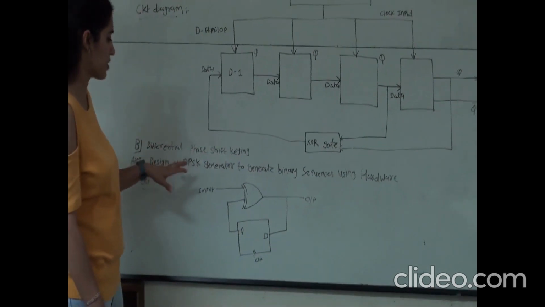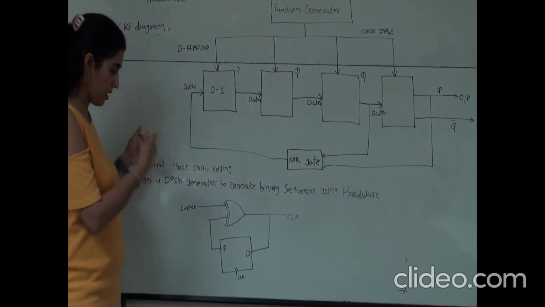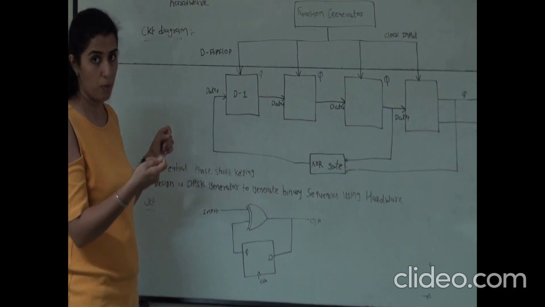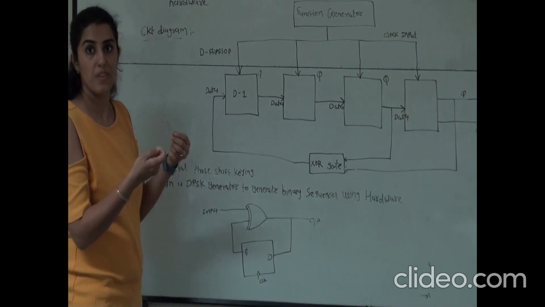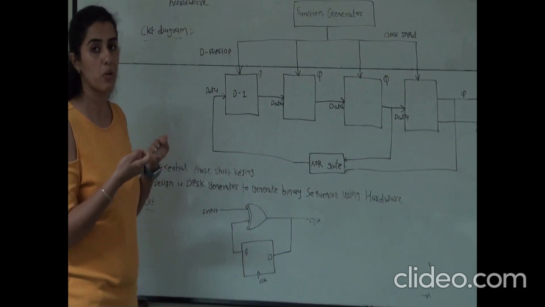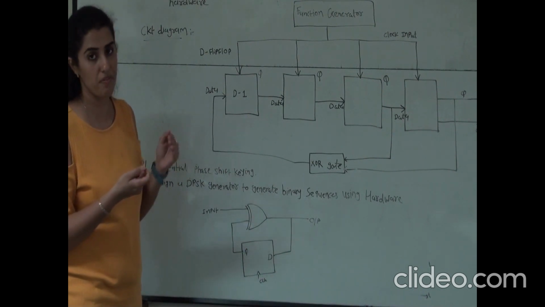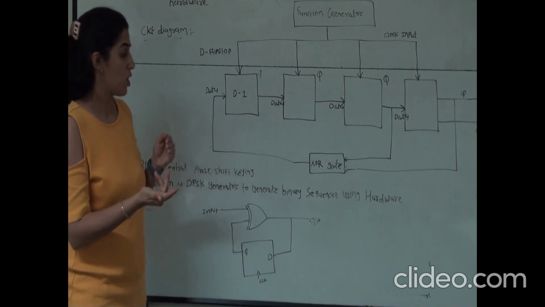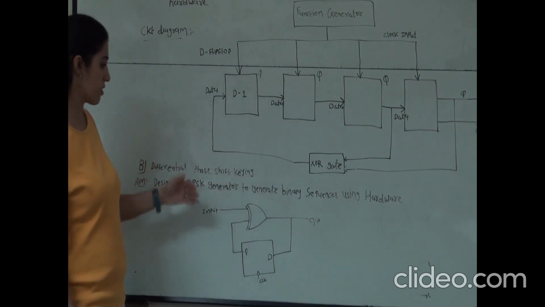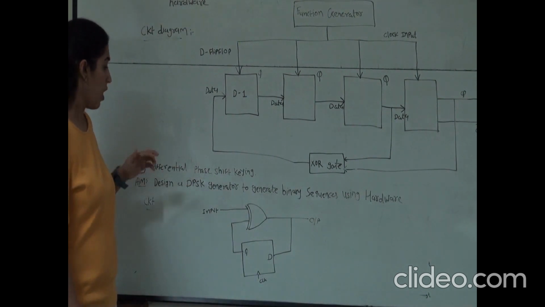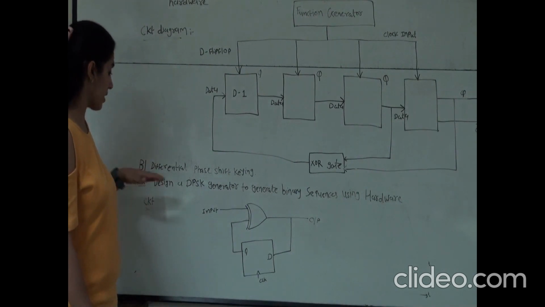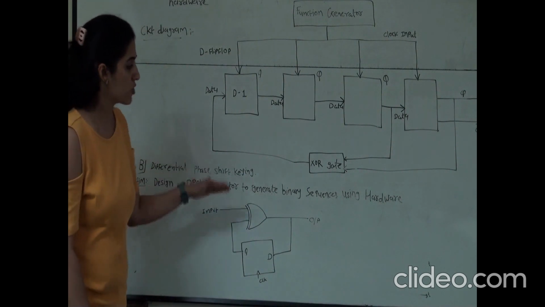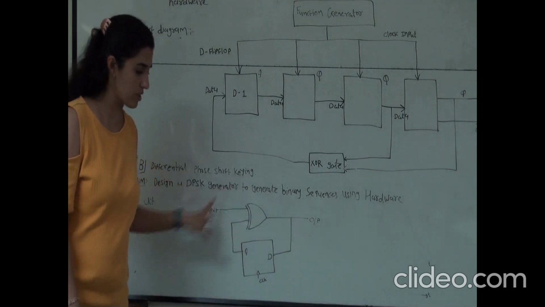In differential phase shift keying, here we compare the latest output with the current input. So if there is a difference between those two, then a phase shift is taking place, else there will be no phase shift. So in this manner, the differential phase shift works. Also, the aim of the experiment is to design a DPSK generator for generating binary sequences using this hardware.